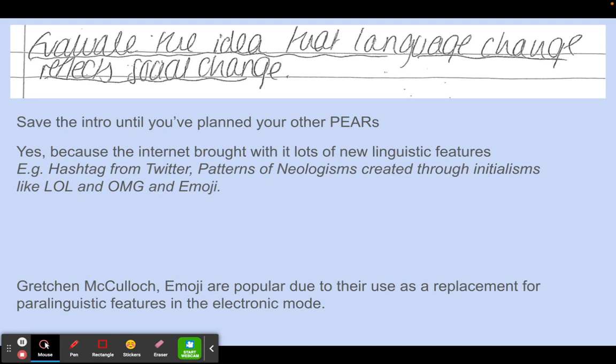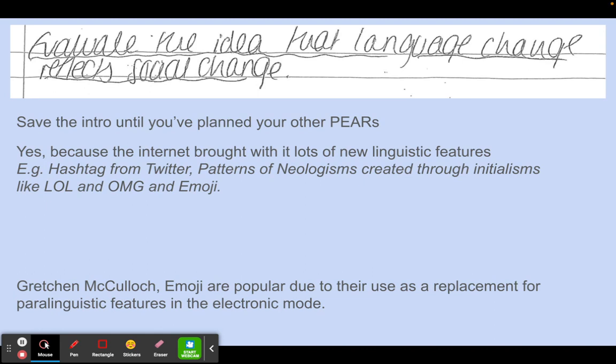So we spoke about the fact that the term hashtag came about from social media like Twitter and Instagram. That is an example of language reflecting social change, but also there are patterns of neologisms or new words being created through things like initialisms, right? And I thought, well, that's great. That's good AO1. That's got us talking about patterns. But how can I then begin to link this to theory? Because there's no theory so far.